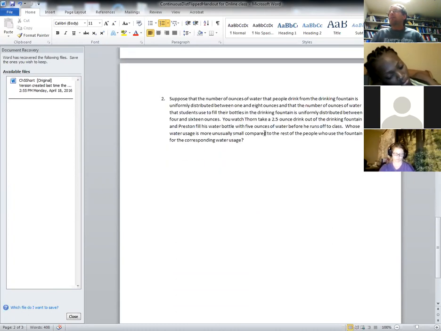All right. Suppose that the number of ounces of water that people drink from a drinking fountain is uniformly distributed between 1 and 8 ounces. And the number of ounces of water that students drink to fill their bottles in the drinking fountain is uniformly distributed between 4 and 16 ounces. You watch Thorne take a 2.5 ounce drink out of the drinking fountain and Preston fill his water bottle with 5 ounces of water before he runs off to class. Whose water usage is more unusually small compared to the rest of the people who use the fountain for the corresponding water usage? Okay, so again, this is supposed to remind you of something.